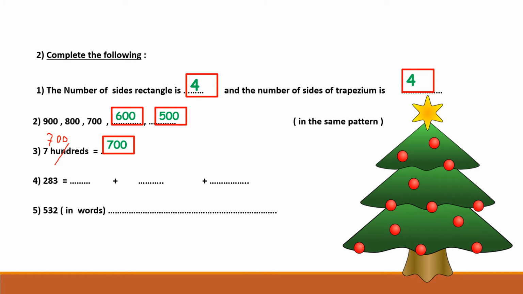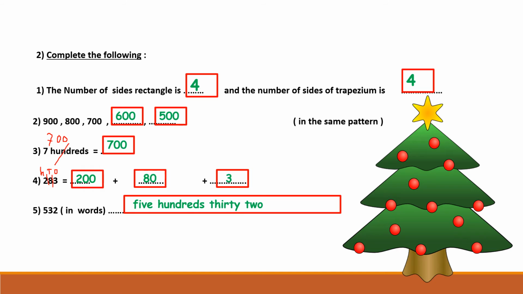Okay. So the next here 283, I want to put it in expanded form, so I'm gonna cut it. When I cut it, I write here ones, tens and hundreds. So 2 in hundreds equals 200, 8 in tens equals 80, and 3 in ones it will be 3 without any zeros. So here 532 in words, so I'm gonna write 532.